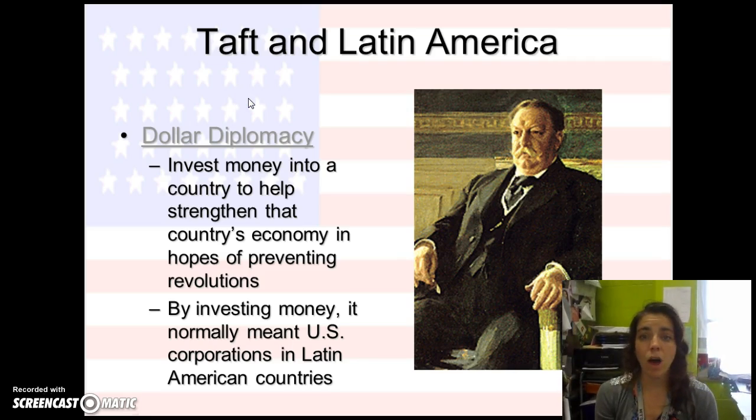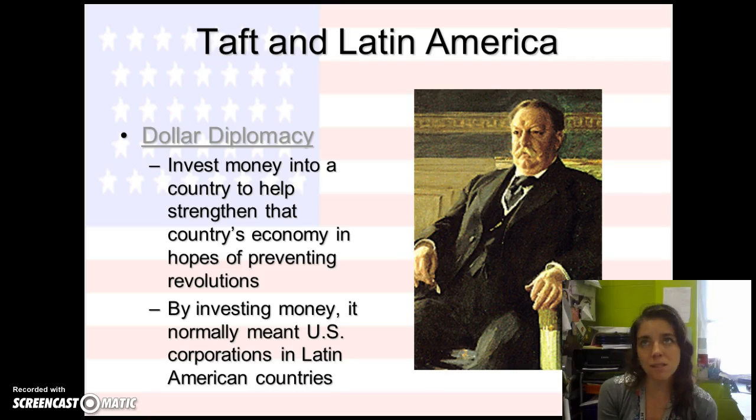Okay. William Howard Taft, who is president after, if you'll remember, he's a trust buster. Dollar diplomacy. Basically, instead of using force, he used money. This is how they put their imperialistic ways into their administration. They invest money into a country to help strengthen that country's economy in hopes of preventing a revolution. But investing money normally meant U.S. corporations in Latin American countries.